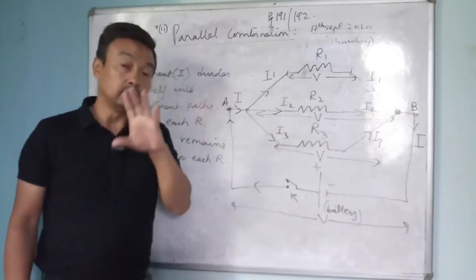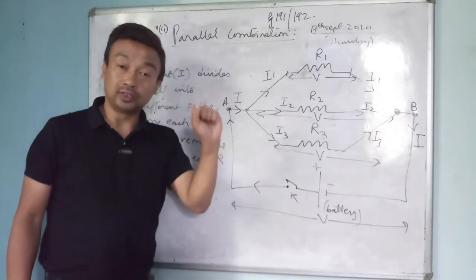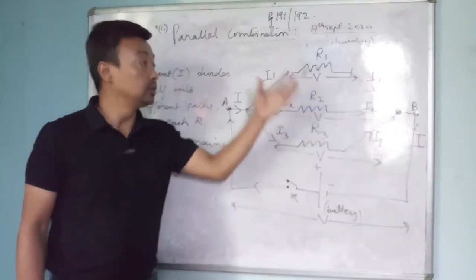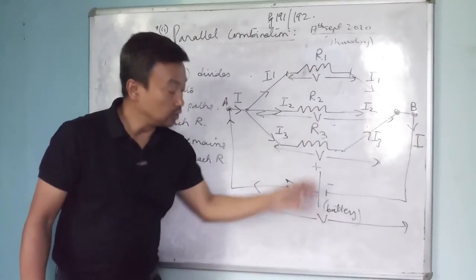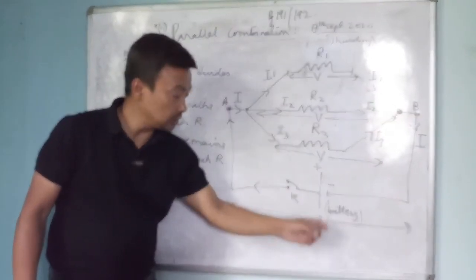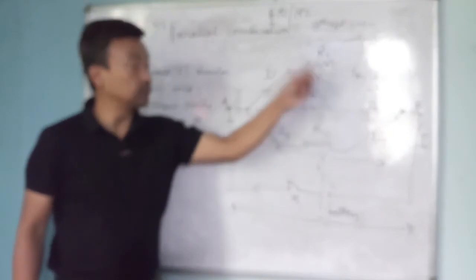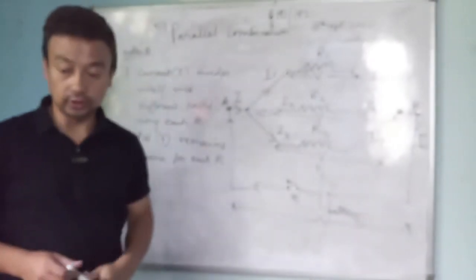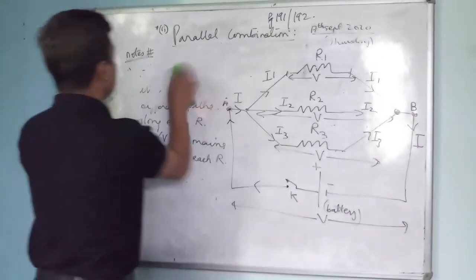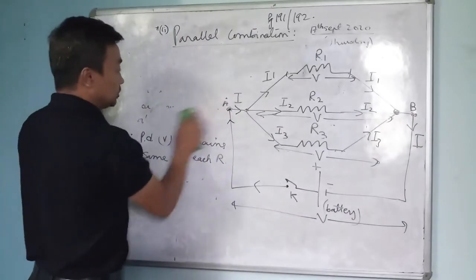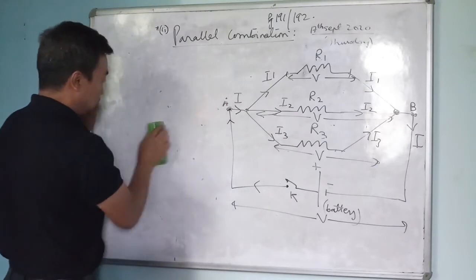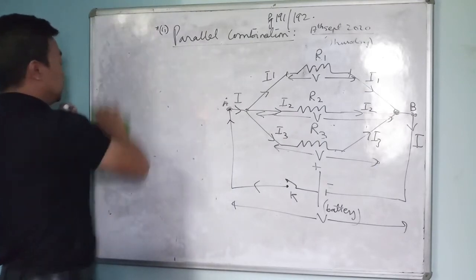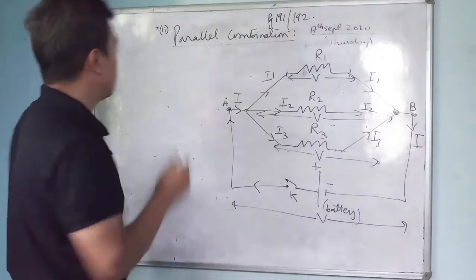In the series, you have the different potential difference for each resistor. In the parallel, the potential difference is same for the entire circuit, and that will be the same potential difference for individual resistors. Now let us find the equivalent resistance for this parallel combination.